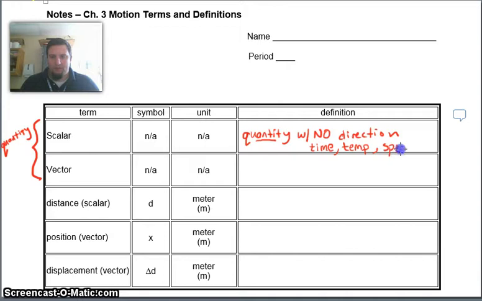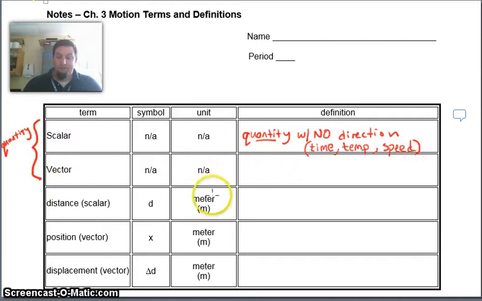Speed is also a scalar quantity. In your car, you have a speedometer which measures speed, and it will not tell you what direction you are traveling. It'll just tell you that you're going 30 miles an hour. It will not tell you that you are going 35 miles an hour north. So all these are called scalar quantities.